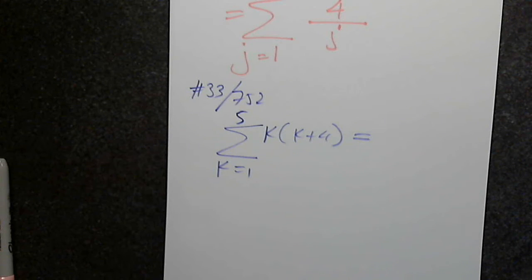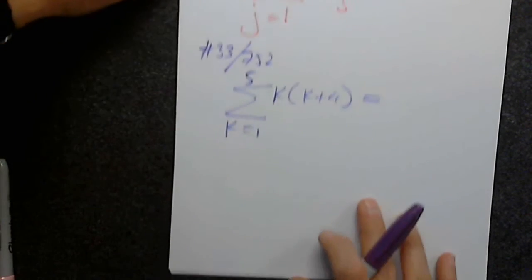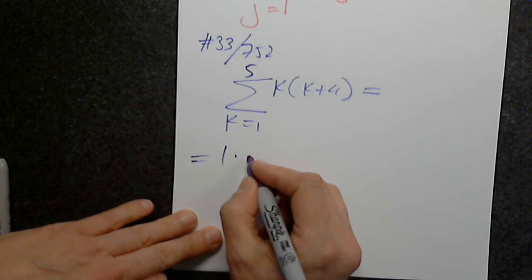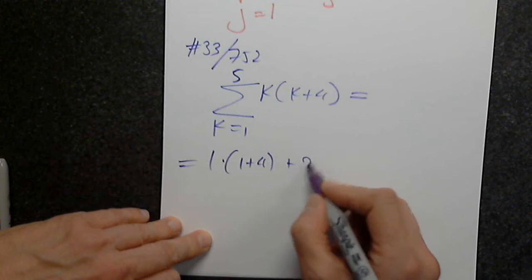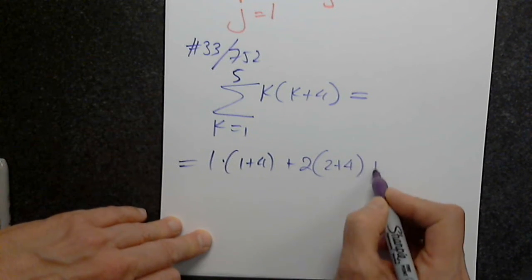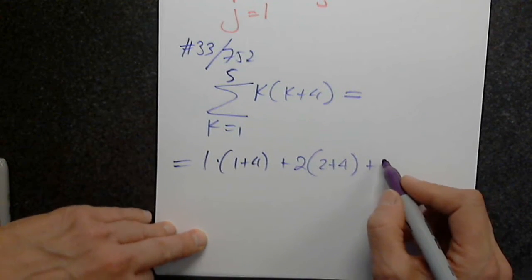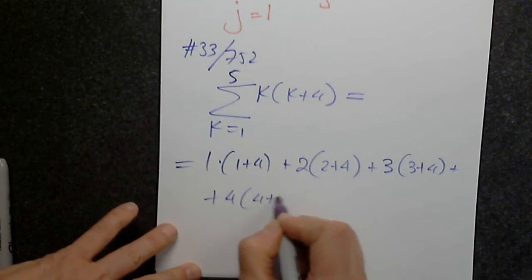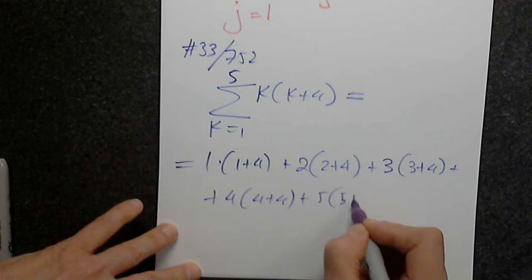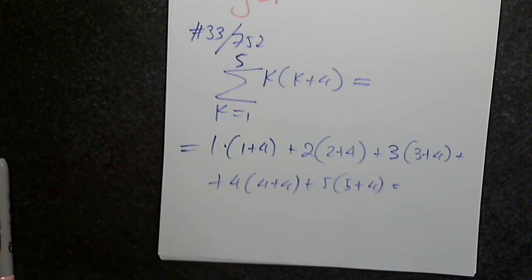Excellent. Can anyone give us the first term? Don't calculate anything, just tell me the term so everyone can see it. Very good. Can anyone give us a second term? 2 parentheses. Very good. Can anyone give us a third term? Very good. Of course, 4 times 4 plus 4, and the last one, 5 times 5 plus 4. I have two options. I can determine this by hand or also put it in the graphing calculator. Why don't we do both?